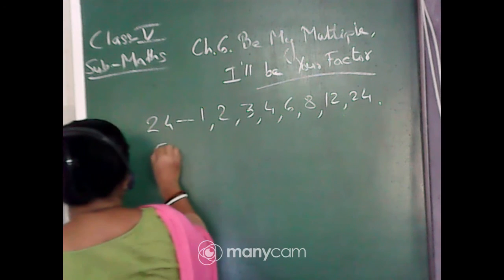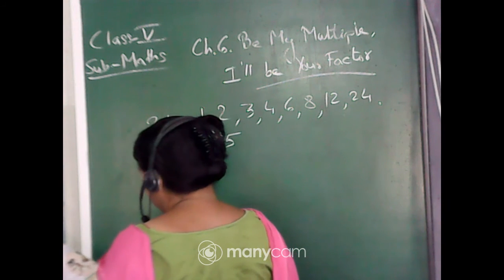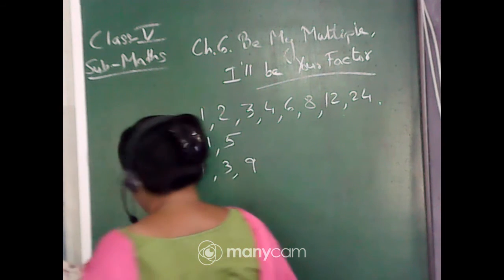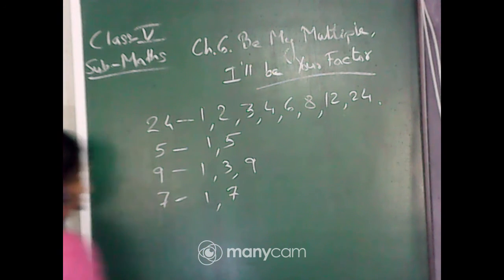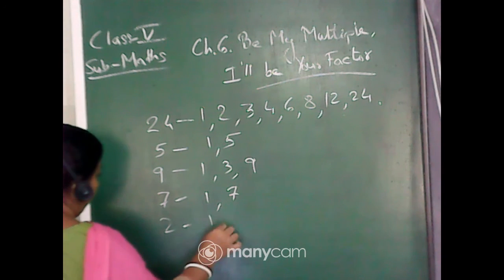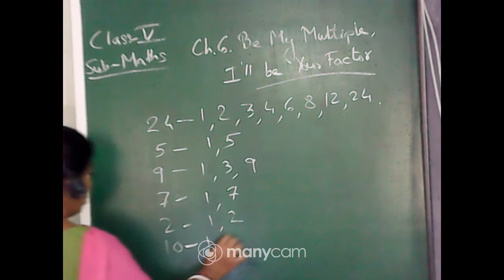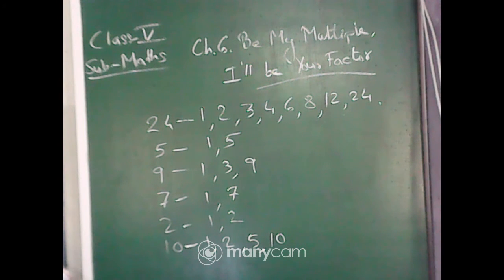Next one, 5. 5 comes in the tables of only 1 and 5, meaning 1 and the number itself. 9 comes in 1, 3 and 9. 7: 1 comma 7, only 2 numbers, 1 and 7. Next is 2. 2 is also similar, 1 comma 2. Then 10. 10 comes in the tables of 1, 2, 5 and 10. Yes, now the next one.